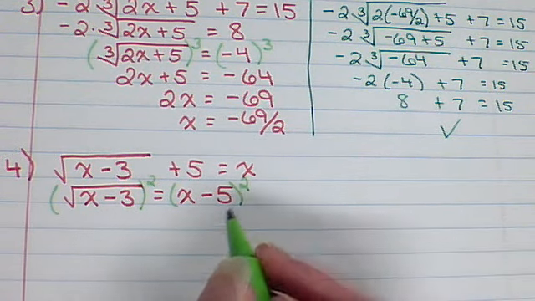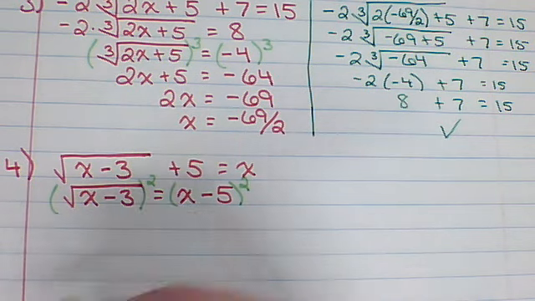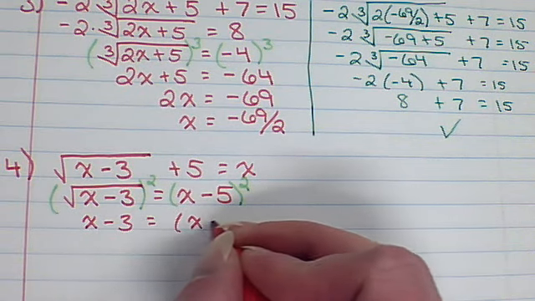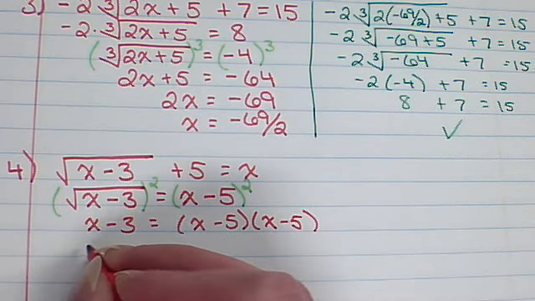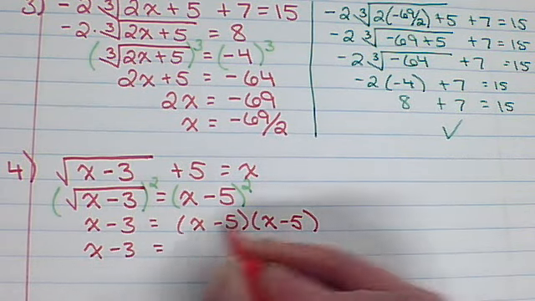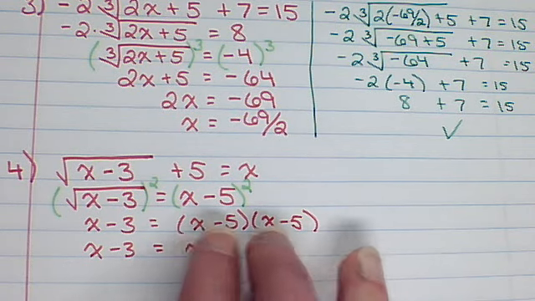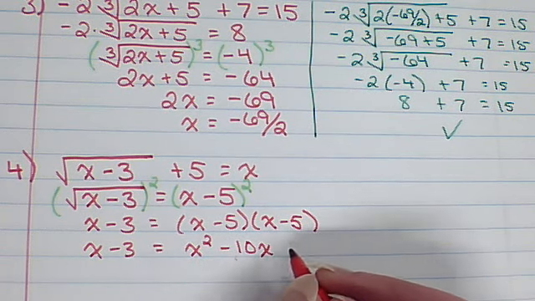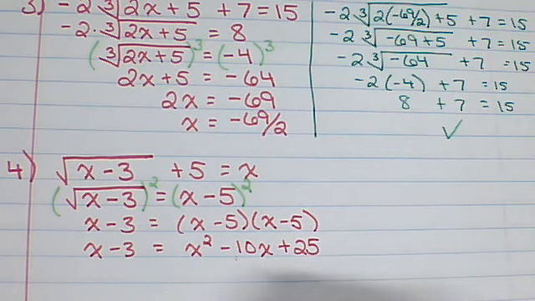And I want you to be very careful here. When we square x minus 5, that is really x minus 5 times x minus 5. So when I do that, that's x times x, which is x squared. I'll have negative 5x and negative 5x, that's negative 10x. And then negative 5 times negative 5 is going to be positive 25.